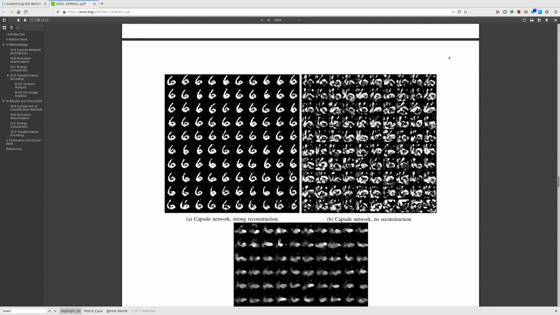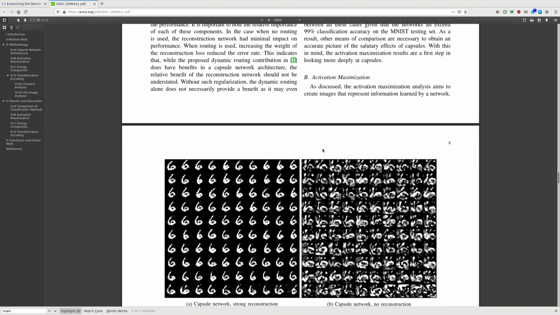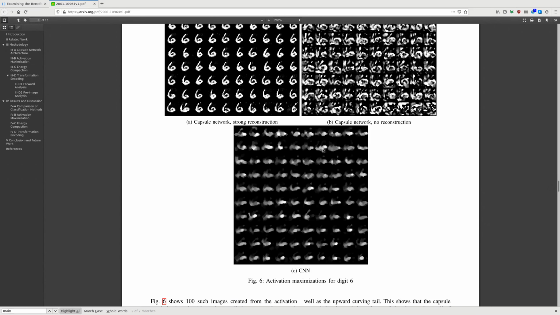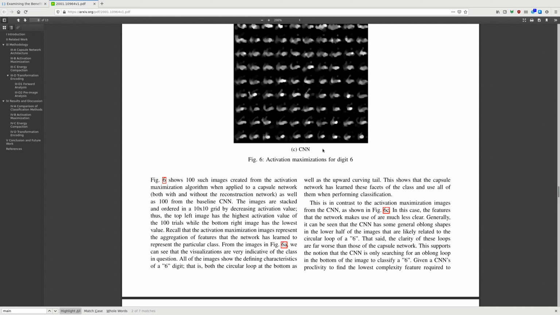Okay, I'm going to skip forward. Activation maximization here. Section B. As discussed, the activation maximization analysis aims to create images that represent the information learned by the network. Figure 6 shows the 100 such images created from the activation maximization algorithm when applied to the capsule network, both with and without the reconstruction network, as well as 100 from the baseline CNN. These images are stacked and stored in a 10 by 10 grid, in decreasing order of activation score. Thus, the top left image has the highest activation value over 100 trials. Recall the activation maximization implements the aggregation of features that the network has learned to represent the particular class. The visualizations are indicative of the class in question, so the defining characteristics of 6 digits are both the circular loop and the bottom tail. This shows the capsule network. Okay, let's look at the images.